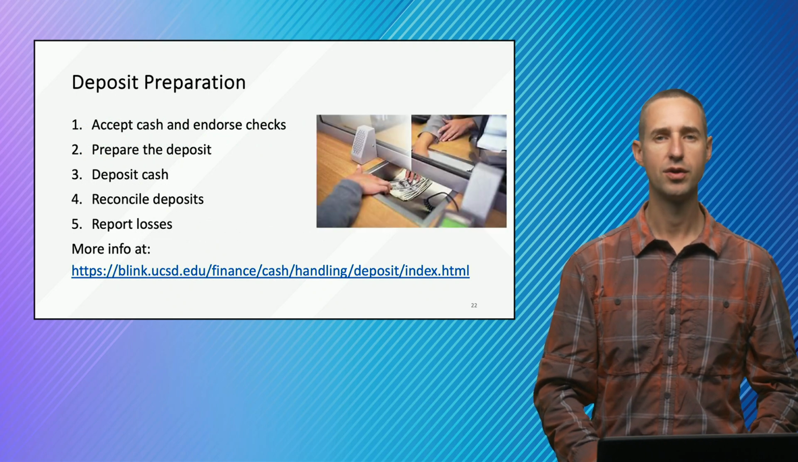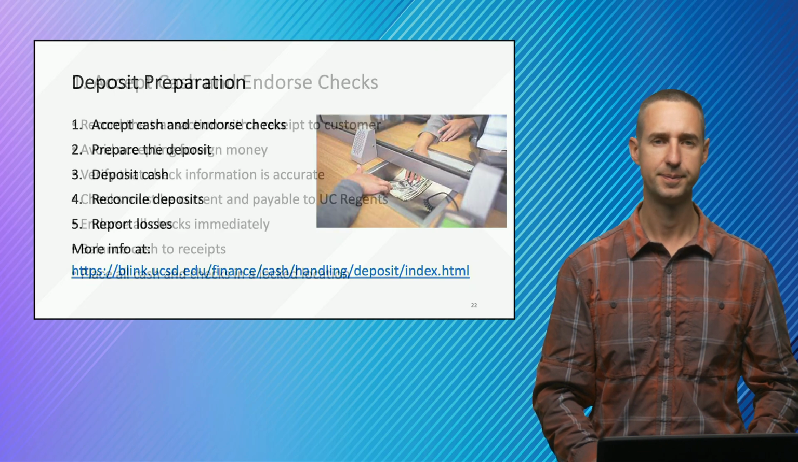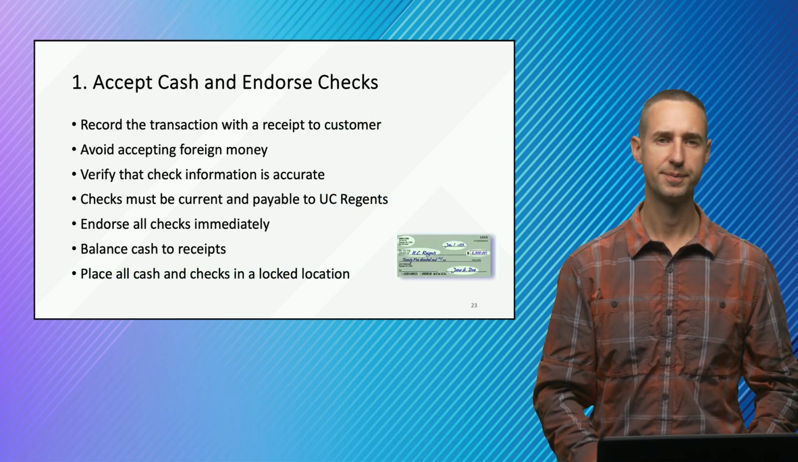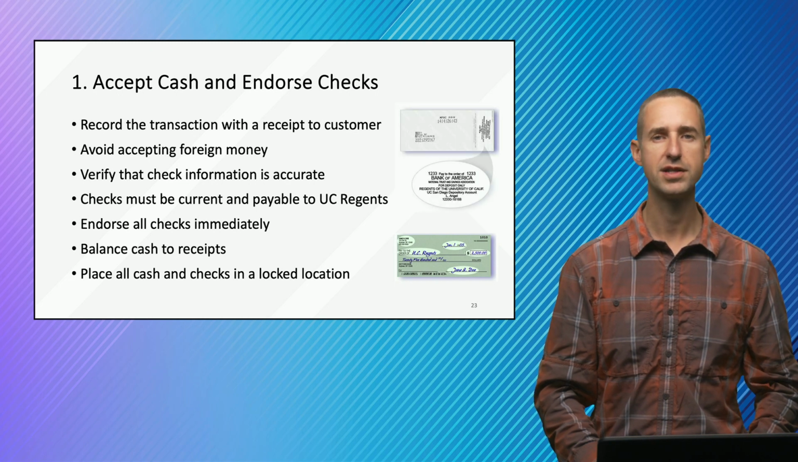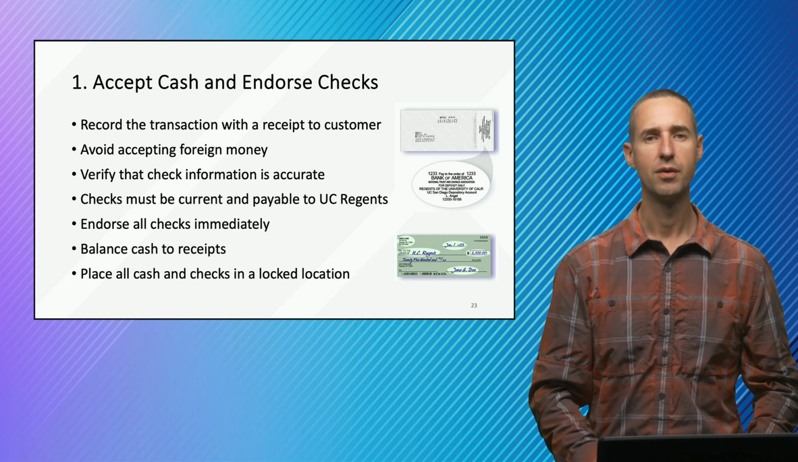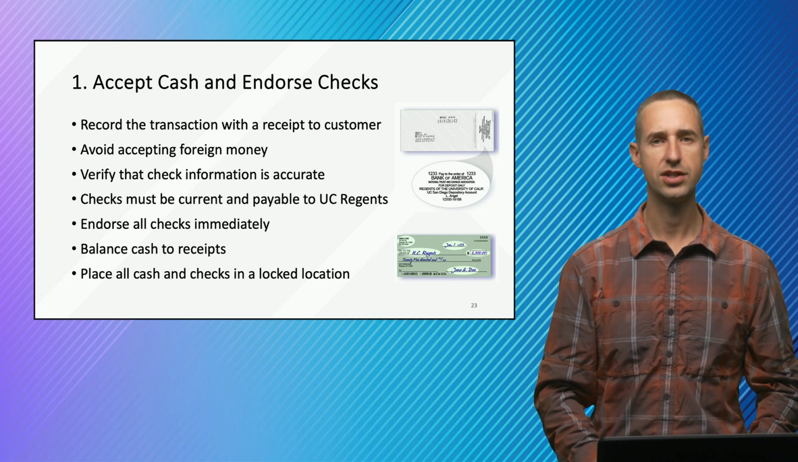Now we'll move on to an overview of the deposit preparation process. Step 1, accept cash and endorse checks. Endorse checks immediately upon receipt and verify all information on the check is accurate, current, and payable to UC Regents. Record the transaction with the receipt, then store all cash and checks in a locked location.